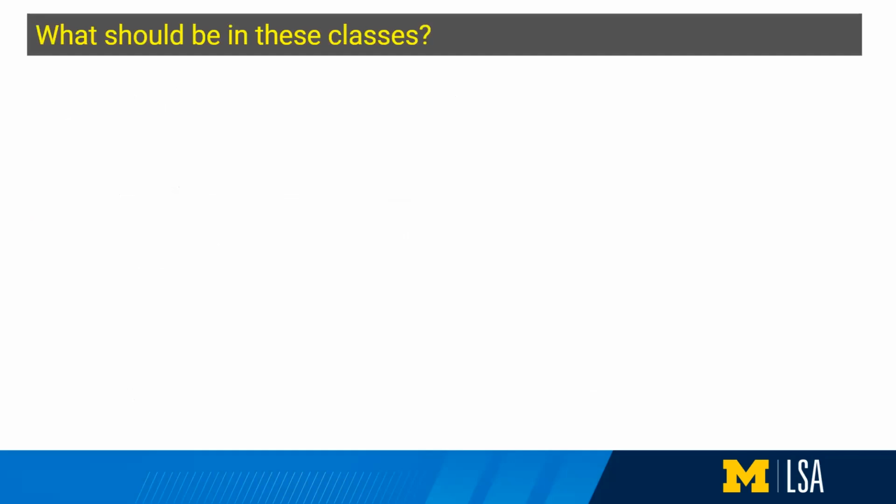Okay, so how do I decide what should be in a course on computing for ethics or computing for justice or computing for expression?